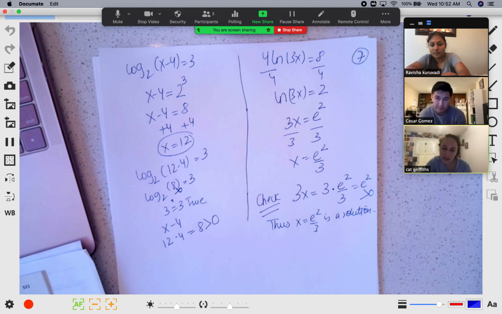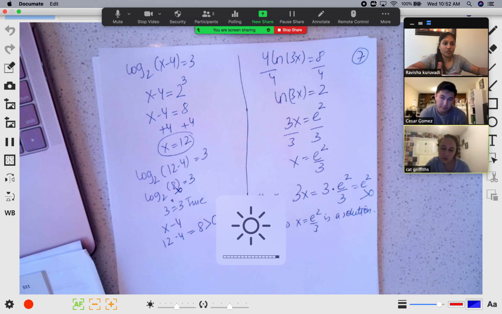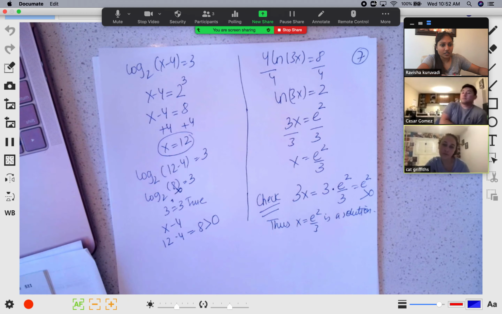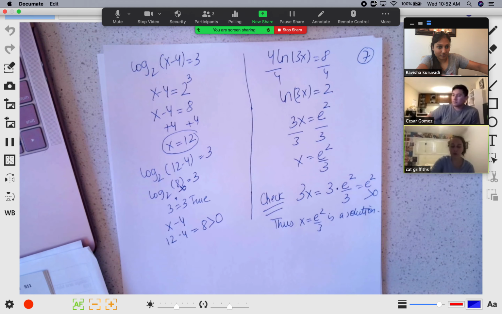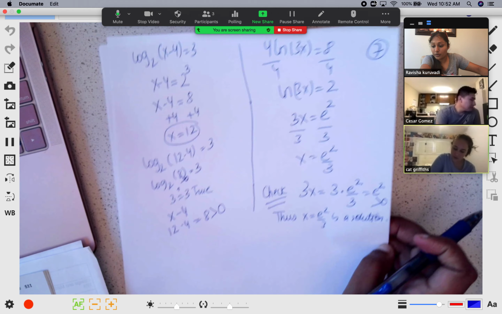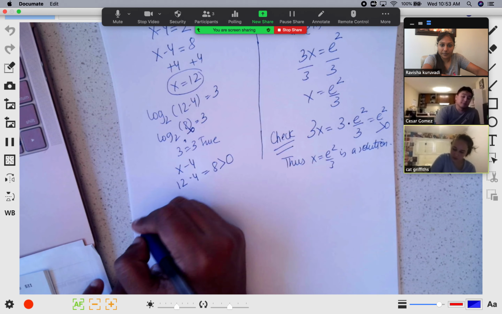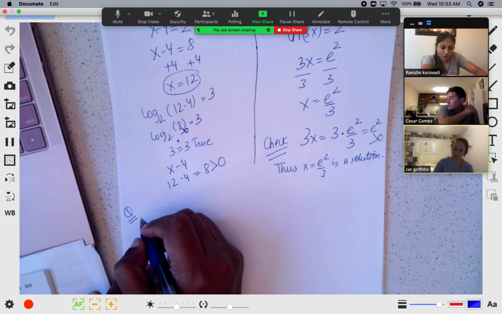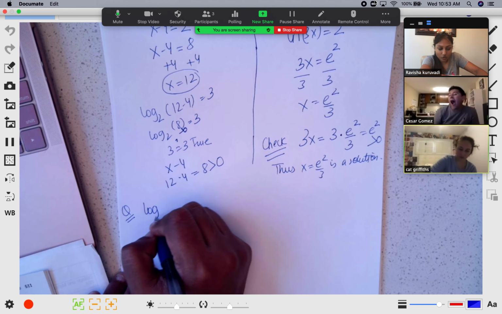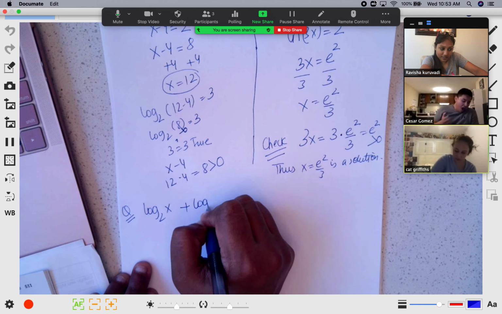What happens when it's not a solution? Then you don't put it, then that is not a solution. Then you have no solution. Okay. Let's do one more problem here. So you have log base 2 of x plus log base 2 of x minus 7 is equal to 3.